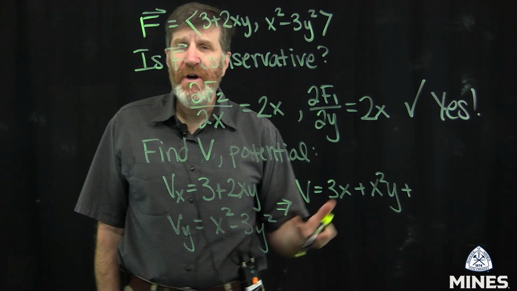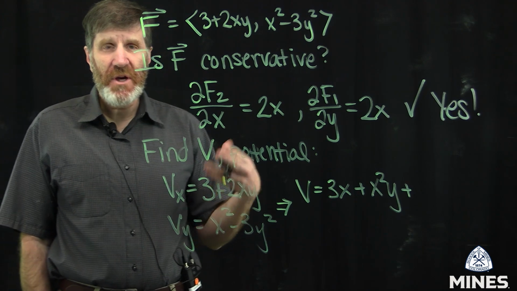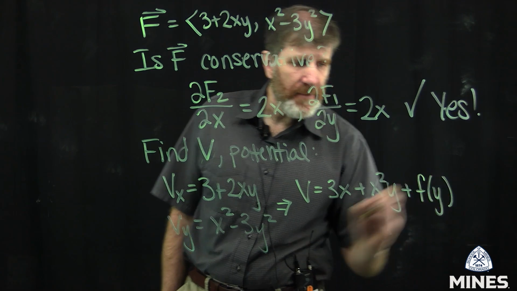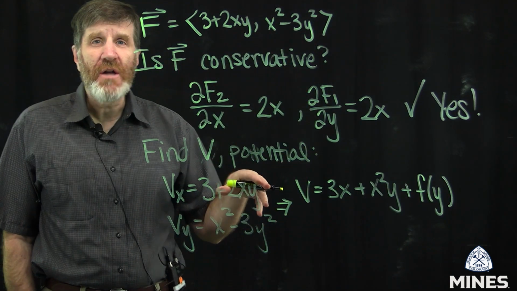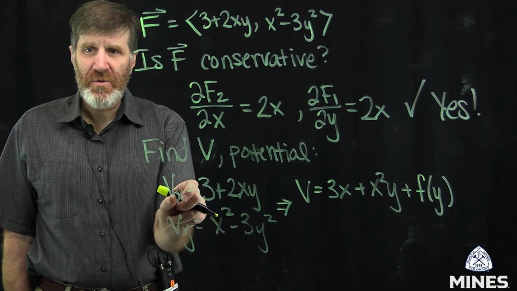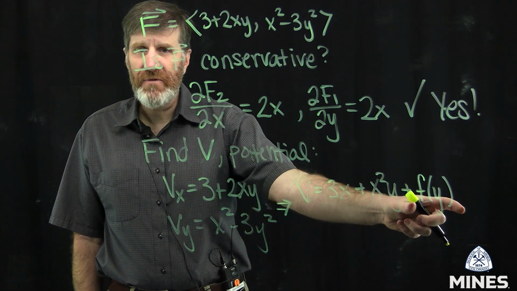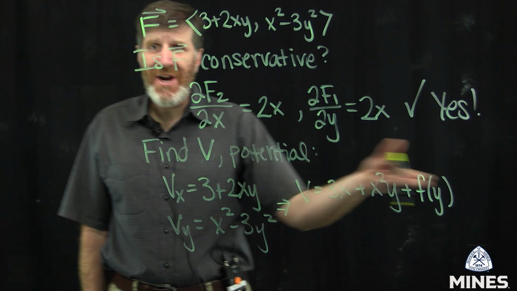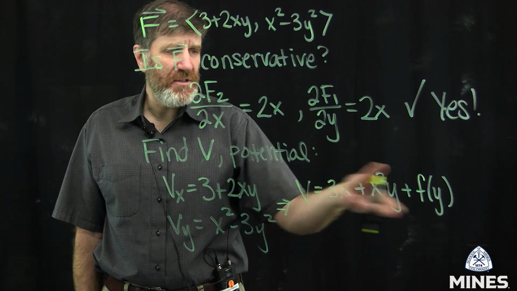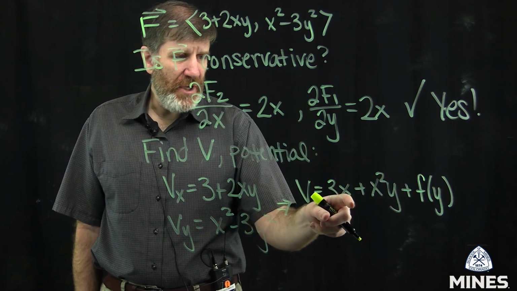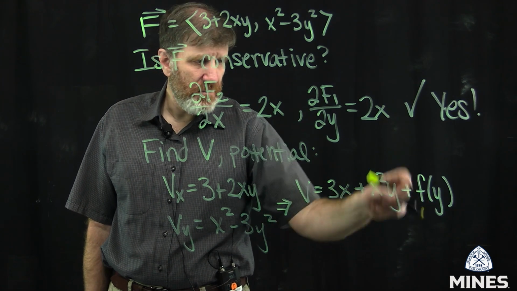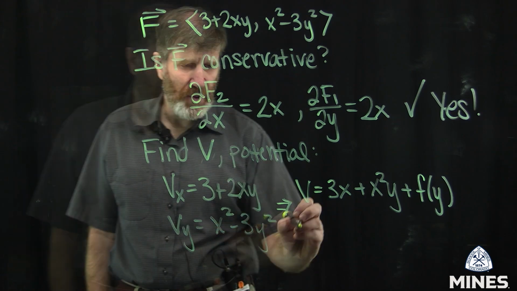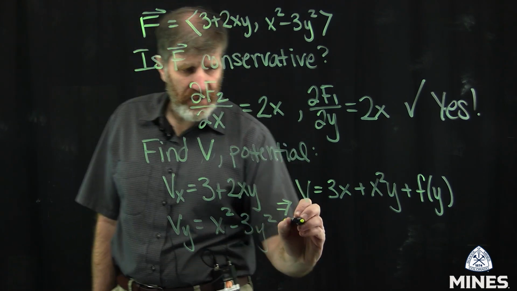But I've got two variables, and so the constant would just be a constant in x, meaning this could be a function of y. So instead of just a general constant, when I'm doing an antiderivative with respect to x, I get a general function of y, some general f of y here. You can always check. Take the x derivative of this. The x derivative is 3 plus 2xy plus 0, so 3 plus 2xy, and it works. We got back to the partial derivative that we were given.